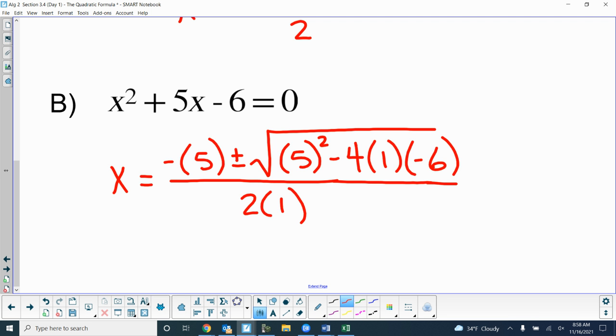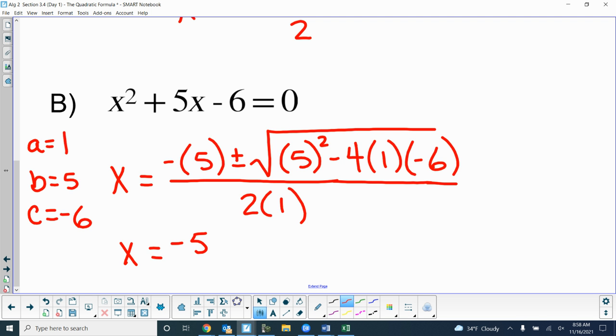Is this making sense? So we have to make sure it's equal to 0. And then again, if this helps you, writing these on the side, you can. A equals 1, B equals 5, and C equals negative 6. Okay? You don't have to do that, but if that helps you, because some kids like to do that, nothing wrong with that.